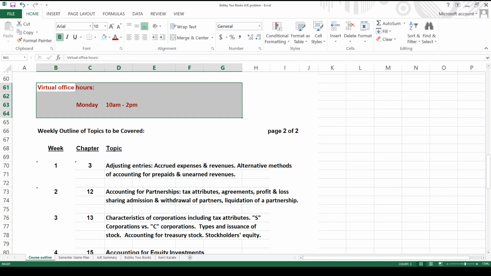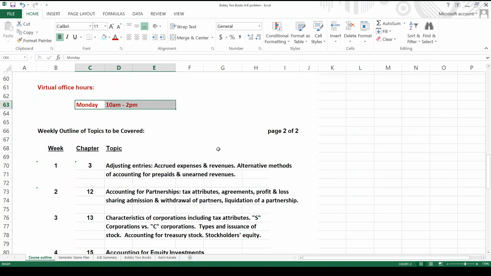Okay, here we go. I'm going to look at Bobby 2 books. I want to go through a few administrative things first. I attached another course outline. By the way, everything that you see is going to be sent to you. So, on the course outline, otherwise known as the syllabus, I added virtual office hours as per instructed.